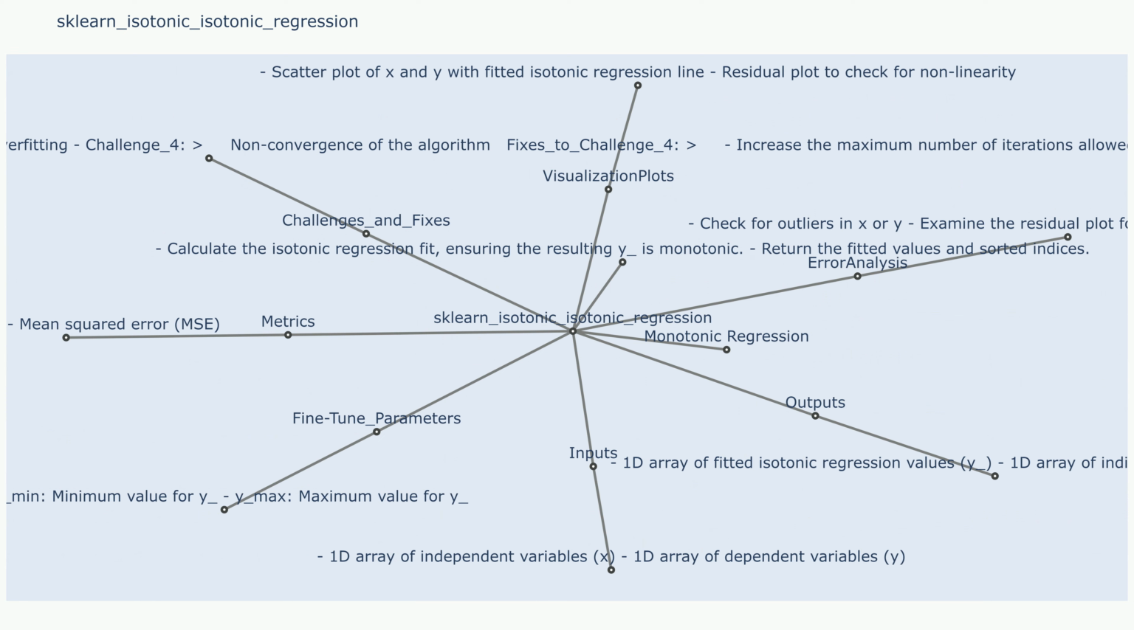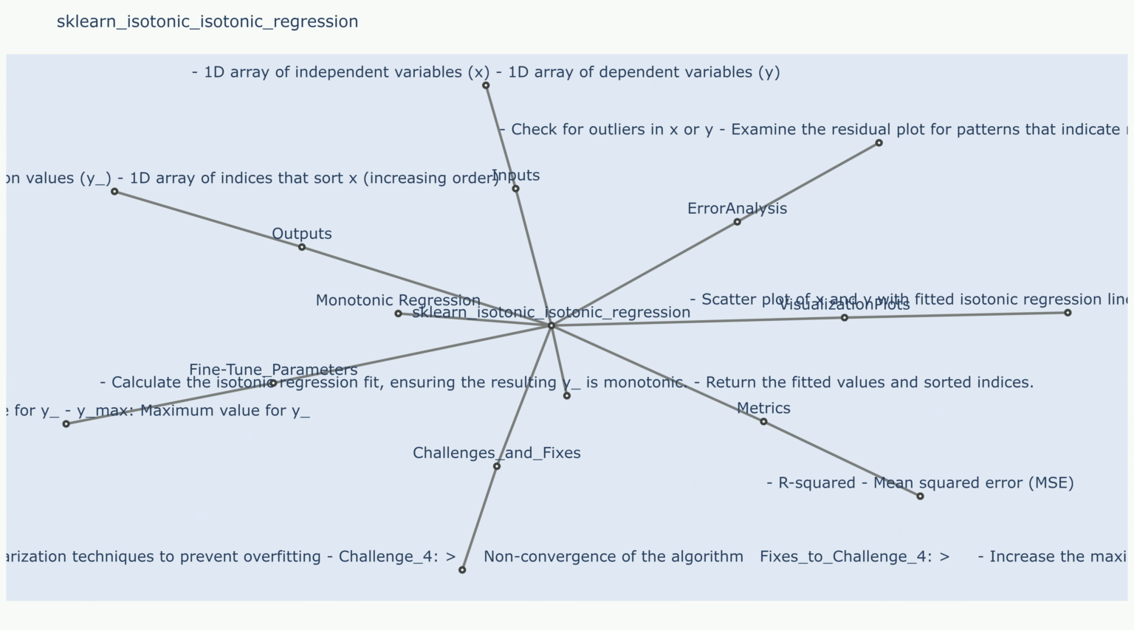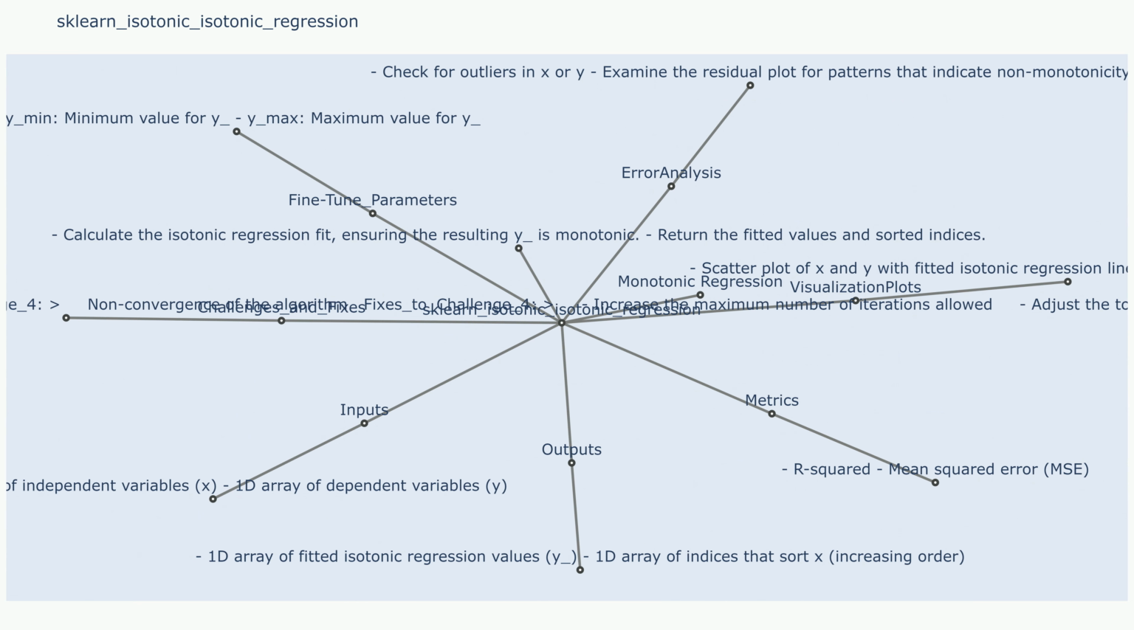Challenge 2: handling extreme outliers in the input Y. Sample use case that resulted in challenge 2: outliers in the target values can significantly influence the fitted y_isotonic values, leading to a poor fit. Fixes to challenge 2: remove outliers from the data before fitting the isotonic regression model or use a robust regression technique.